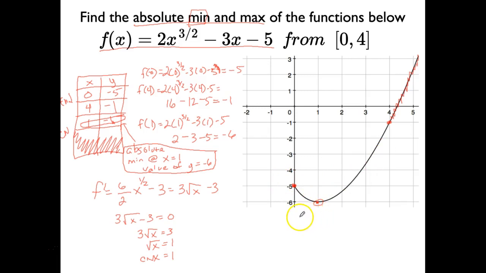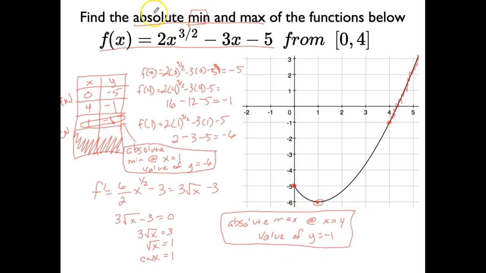Okay, now let's see where the absolute max is. Absolute max at x equals, well, if you look at the graph, it's going to be occurring over here. Let's see if that's what our table tells us. Yeah, negative 1 is the largest out of these values. So there's an absolute max at x equals 4 with a value of y equals negative 1. And there's your absolute max. Okay, that's how you do these.